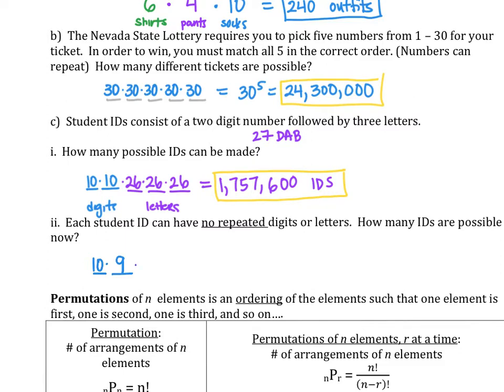Now for the letters. There's 26 possible letters for the first letter spot, but once I use up one of the letters, I cannot use it again. So now I'm down to 25. Once I use 2 of the letters, I'm down to 24. I'm going to put this in my calculator. So if I add the restriction that the digits and the letters cannot repeat, we only have 1,404,000 IDs possible. So we lost 350 something thousand ID possibilities.